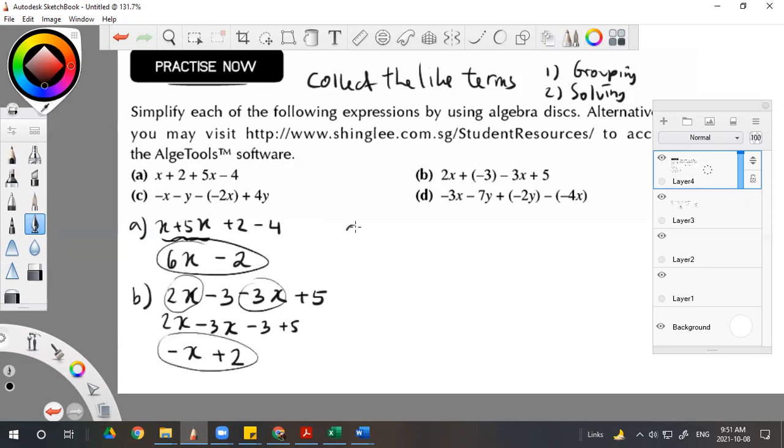Ini udah pada lumayan ya. Yang lain coba ikutin ya. Yang belum bisa juga please follow. Negative x minus y minus minus jadi plus. And then plus 4y, right? Grouping lagi, negative x plus 2x, right? And then minus y plus 4y, right? So what is negative x plus 2x? Ayo, ada yang bisa langsung jawab lagi nggak? 1x, or x itself, right?